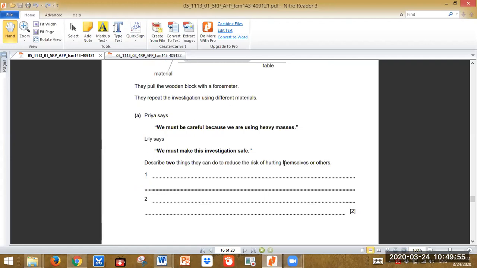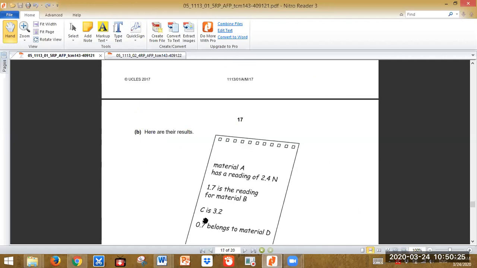So you may write, they need to wear eye goggles. They may use small masses or lighter masses. Stand away from the table. Make sure the force meter is firmly attached or fixed. Something like this. Okay. Question B.